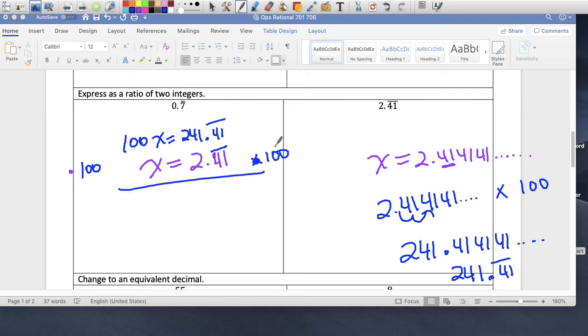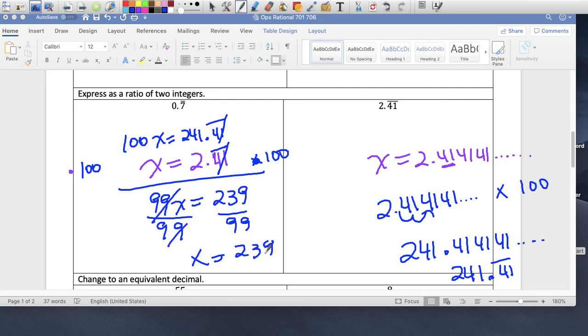Okay, so 100x minus x is 99x. These two will cancel to 0, right? And then 241 minus 2 is 239. Divide both sides by 99. And x equals 239 over 99. And that's my answer to that one.